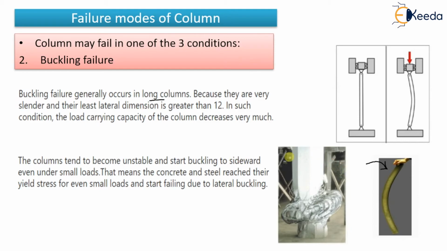Because of the reduced load carrying capacity, the column will start buckling, and that means the concrete or the steel reaches its yield stress. In our case it is a steel structure, so we'll just use steel, which will reach the yield stress even for small loads and start failing due to lateral buckling. Even with low loads, your column will start buckling, and that type of failure is buckling failure. And the last failure was a combination of both. Okay, so this was the video on failure modes of column. Thank you.